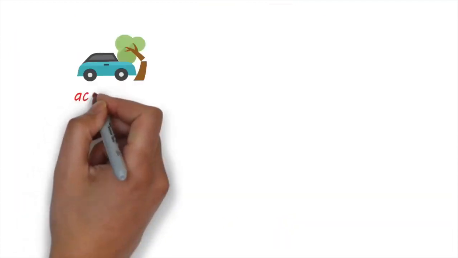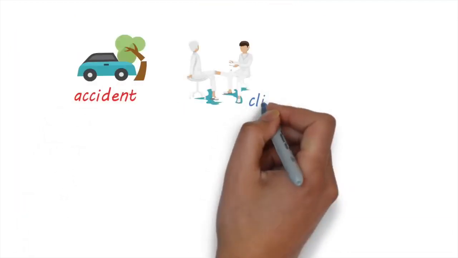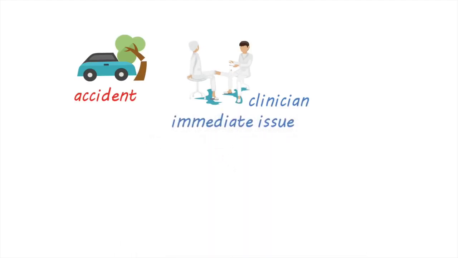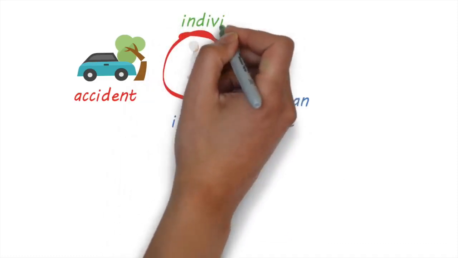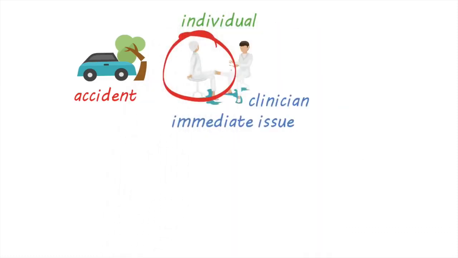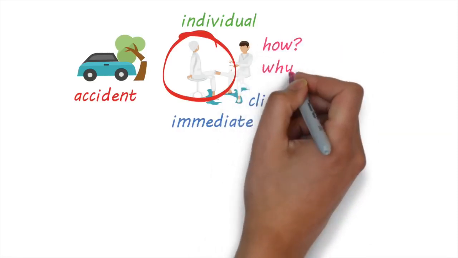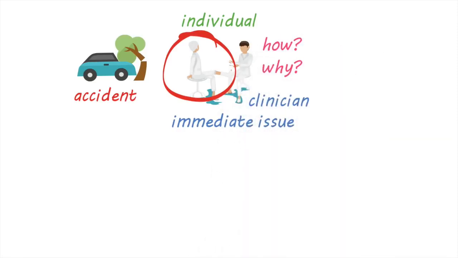Let's say someone has an accident and has a broken leg. A clinician's main focus is the immediate health problem, fixing the fractured leg. Clinicians focus on the individual. The public health approach would be holistic and would focus on figuring out how and why this person had an accident, so that actions can be taken to prevent it from happening again.